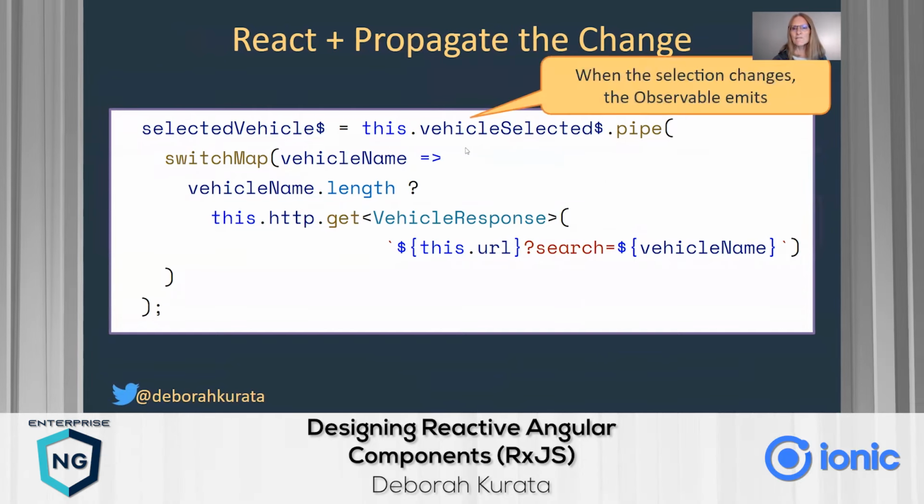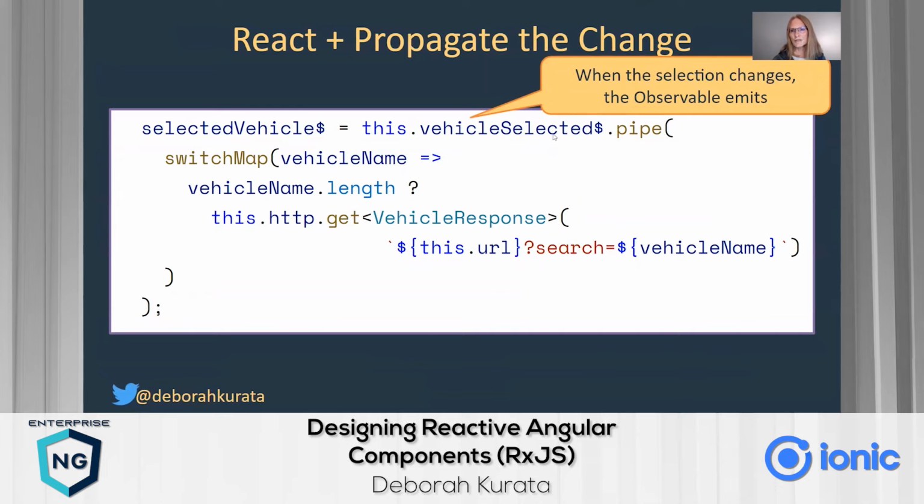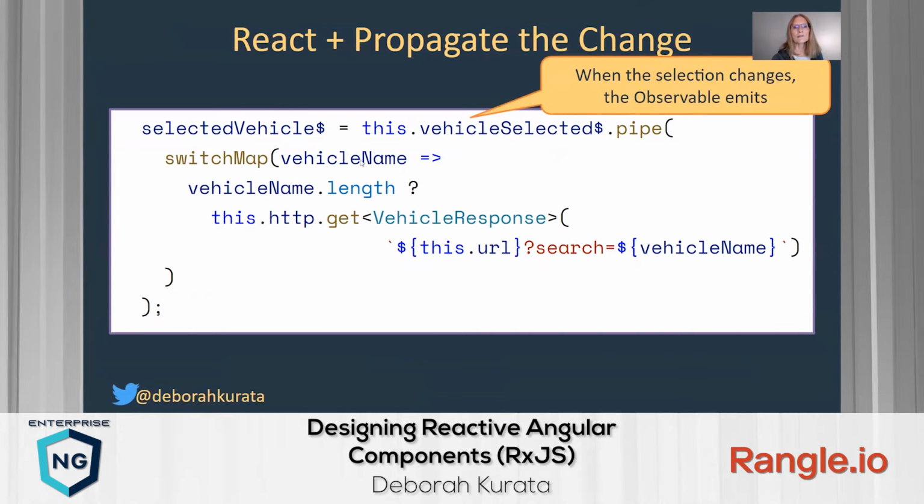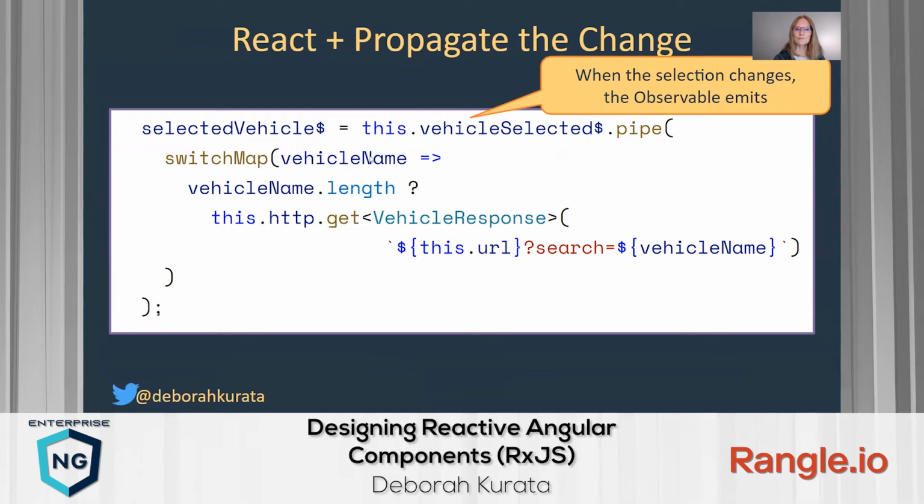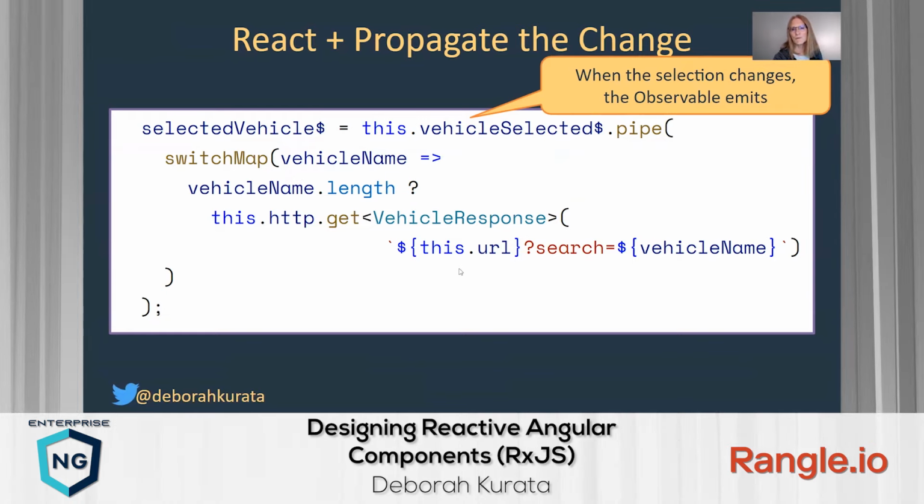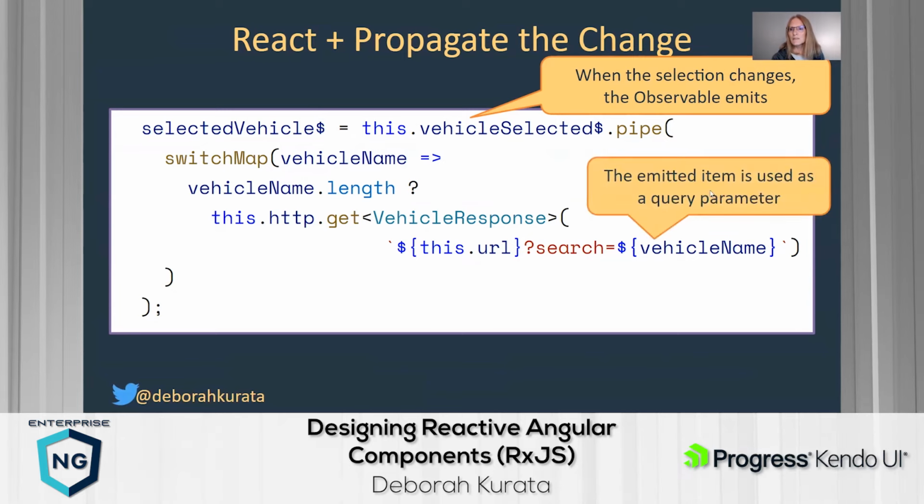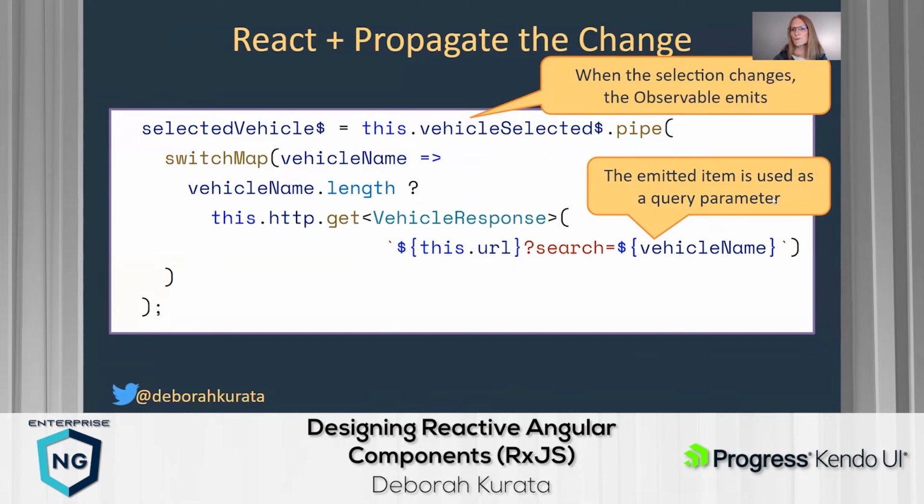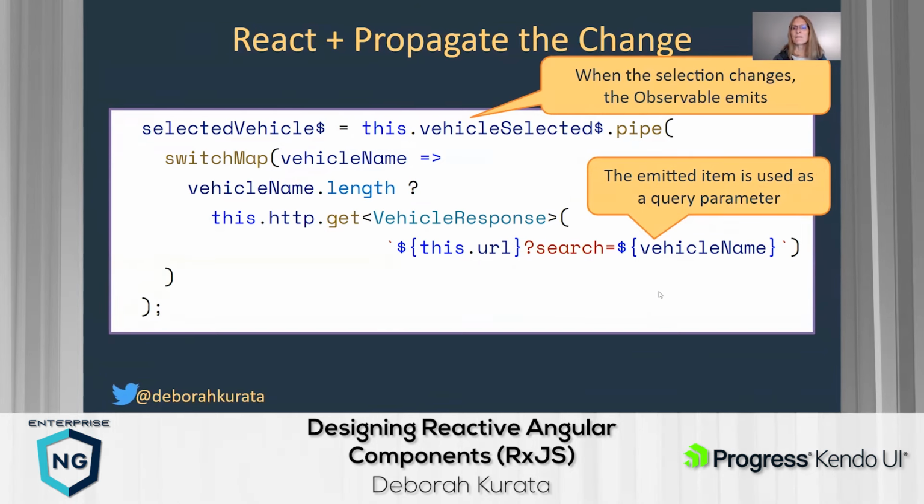Okay, next we need to react and propagate the change. So here, every time the selection changes, this observable is going to emit. And what we're going to do is take that vehicle name and we're going to issue an HTTP GET request. The emitted item, so that selected vehicle name, is what we're using as our query parameter.